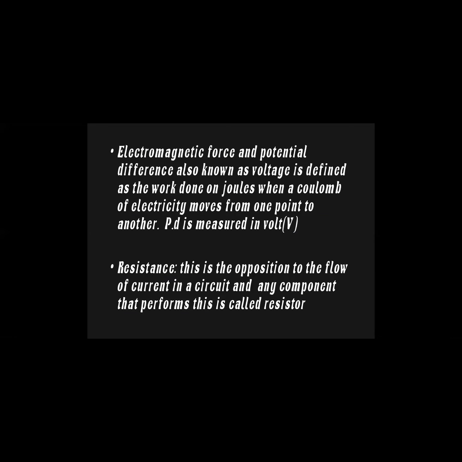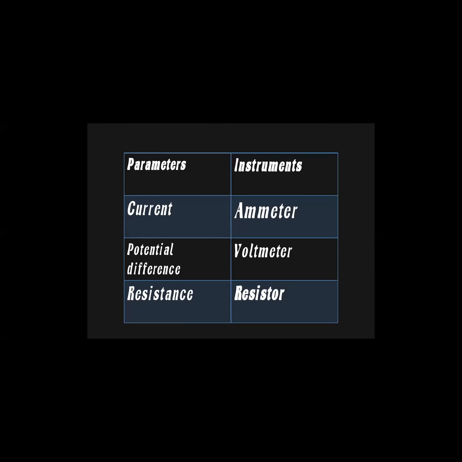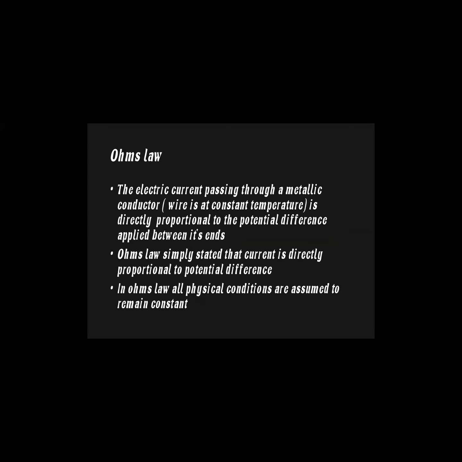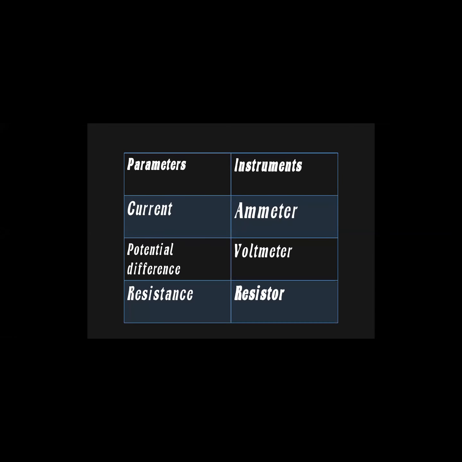These are instruments and their parameters. For resistance, I'm sorry, it's ohm meter. That was a typographical error on my part. So we have current. Current is measured with an ammeter. Potential difference is measured with a voltmeter. And the resistance is measured with an ohm meter. Guys, the resistor is measured with an ohm meter. Please don't forget this.